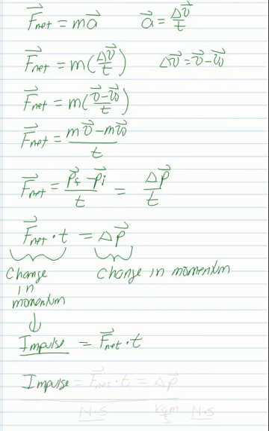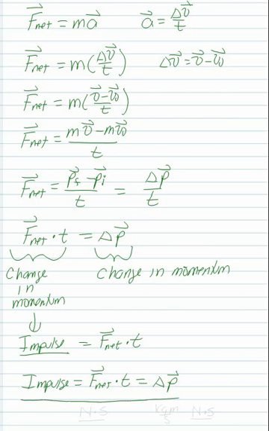Impulse equals F net times T equals delta P. And remember, delta P means P final minus P initial. And this is called the impulse momentum theorem. When an impulse is applied to an object, the object's momentum changes by the amount of impulse.